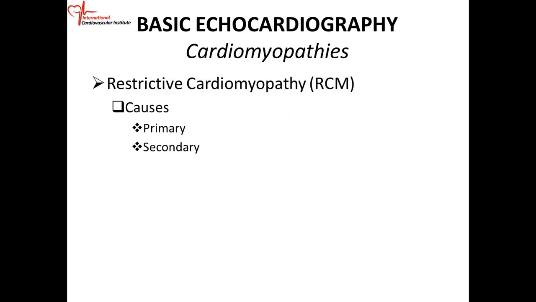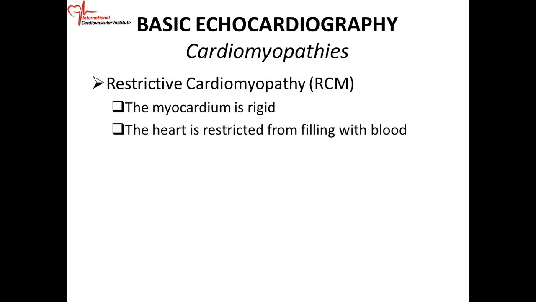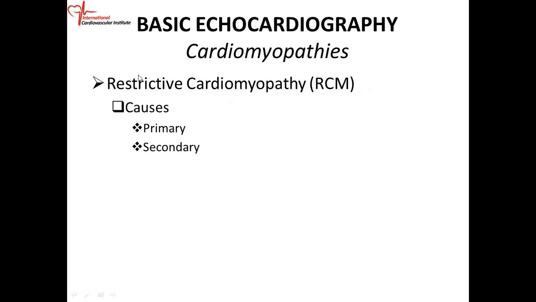Okay, so restrictive cardiomyopathy now. When we talk about restrictive cardiomyopathy, there's an infiltration in the heart muscle which causes the heart muscle to be stiff or rigid. So this is what we call a restrictive cardiomyopathy, RCM. Something is infiltrating into the heart muscle and it becomes rigid or stiff. So the heart is restricted from filling with blood. Okay, so you have what we call primary causes. That is something that develops in the heart muscle itself. Or secondary, you may have some other problem which will affect the heart.